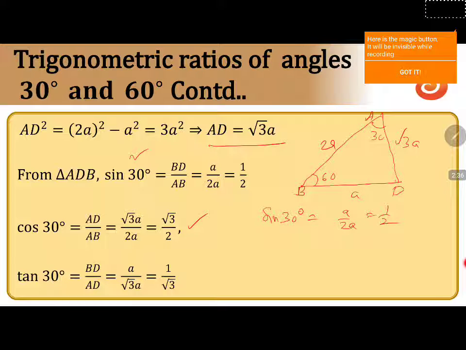Now, let me take sine 60 degrees. Triangle BAD, same triangle, sine 60 degrees: opposite side by hypotenuse, root 3 a by 2a, which is root 3 by 2.